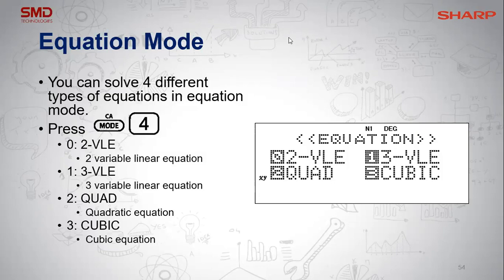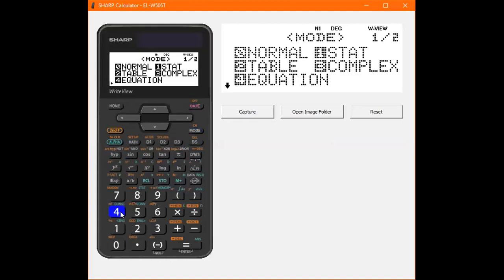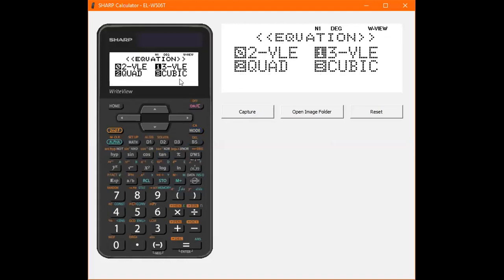Okay, let me show you equation mode. We're going to press mode, and then we're going to choose equation. Here you have 4 options. 0 is a 2 variable linear equation, then 1 is a 3 variable linear equation. 2 variable linear is x and y, 3 variable linear is x, y, and z, but you cannot have any exponents in your equation. These are like solving matrices as well. Quadratic equations will be ax squared plus bx plus c, and your cubic equation is ax cubed plus bx squared plus cx plus d.